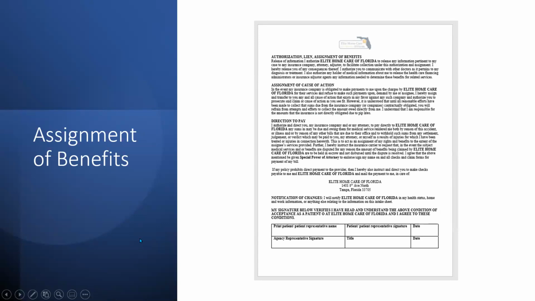Assignment of benefits is another form that we use here at Elite for billing and to get paid for our services. Remember that with signatures, anytime you're the agency representative, include your title and always the date for the signatures.